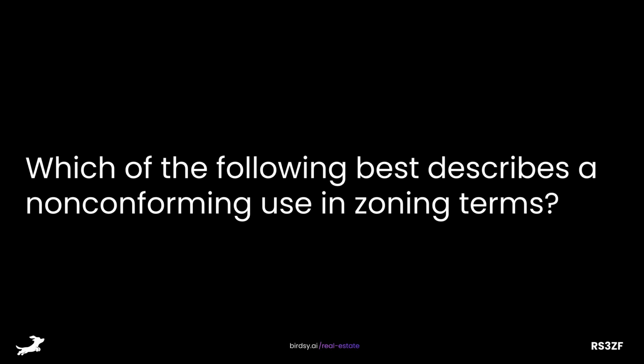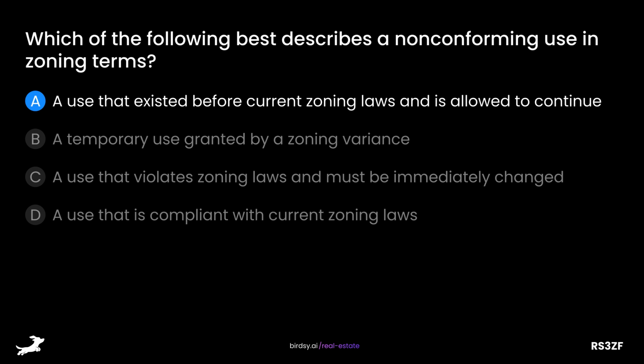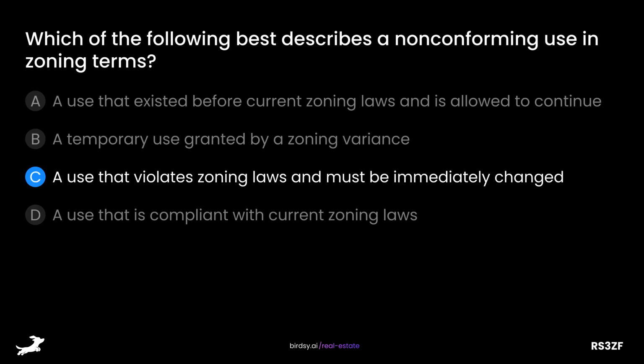Which of the following best describes a non-conforming use in zoning terms? Is it A, a use that existed before current zoning laws and is allowed to continue, B, a temporary use granted by a zoning variance, C, a use that violates zoning laws and must be immediately changed, or D, a use that is compliant with current zoning laws?